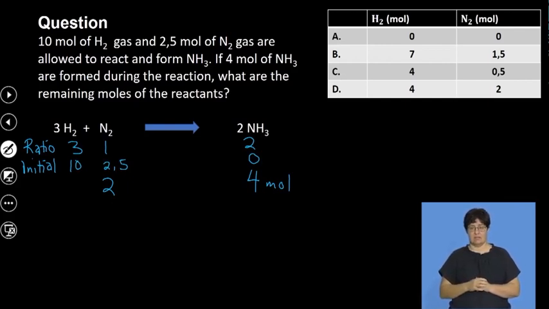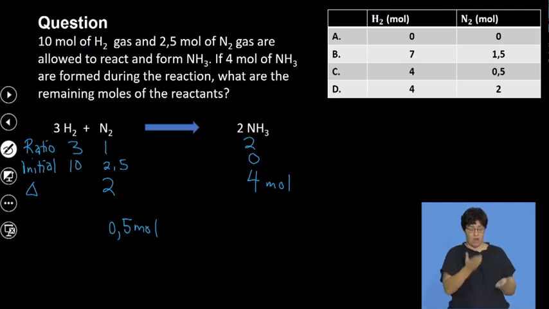Now, if the change in moles that we get here, in this case, if we started with 2.5 moles and 2 of them reacted, how much of nitrogen is left? 0.5 mole, okay? Right?